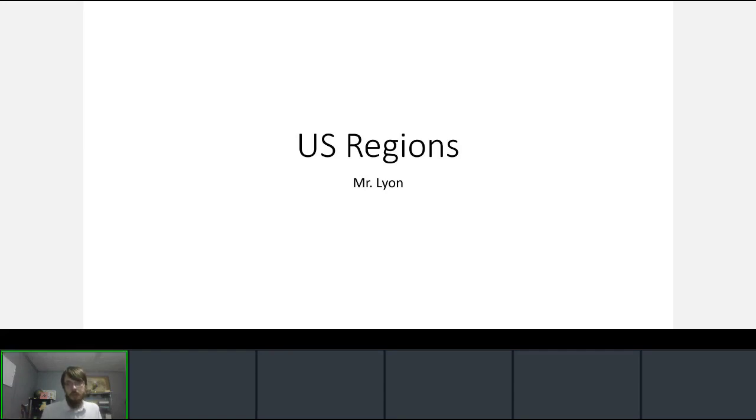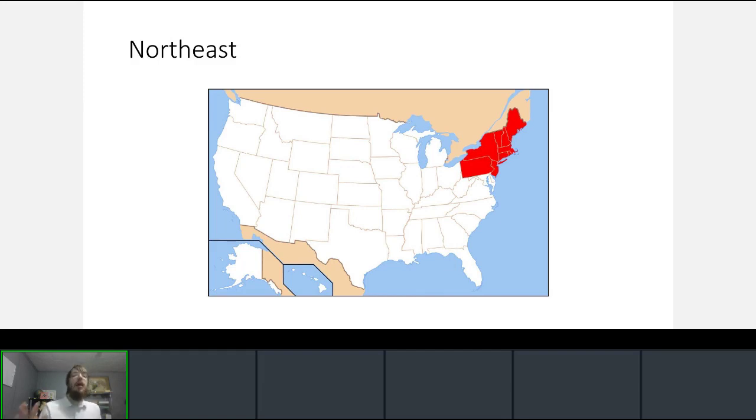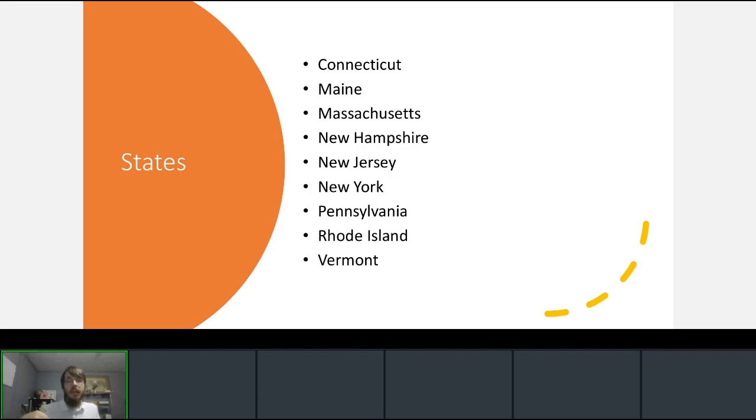So let's begin. The first one that they have as a broad region is the Northeast, okay, which is highlighted here in red. What they consider to be part of the Northeast is Connecticut, Maine, Massachusetts, New Hampshire, New Jersey, New York, Pennsylvania, Rhode Island, and Vermont.